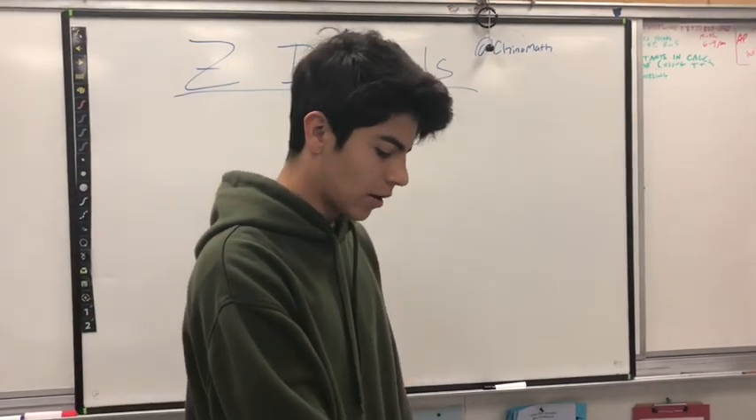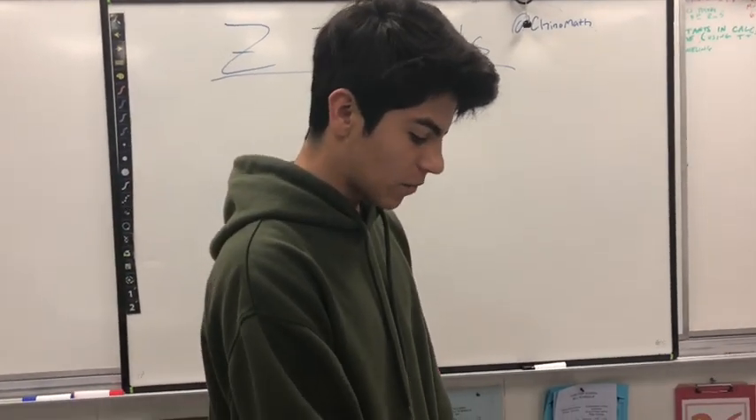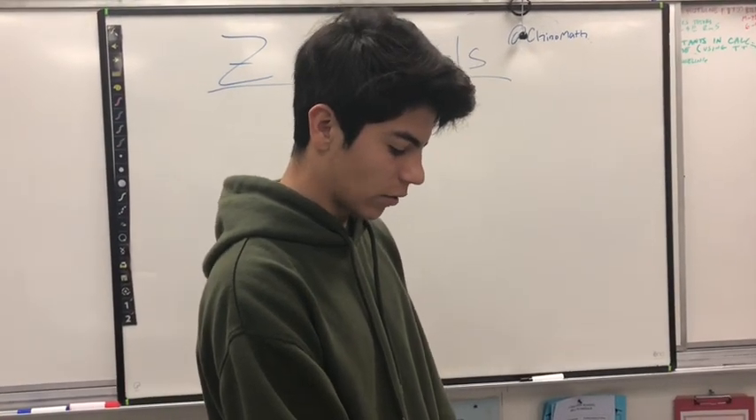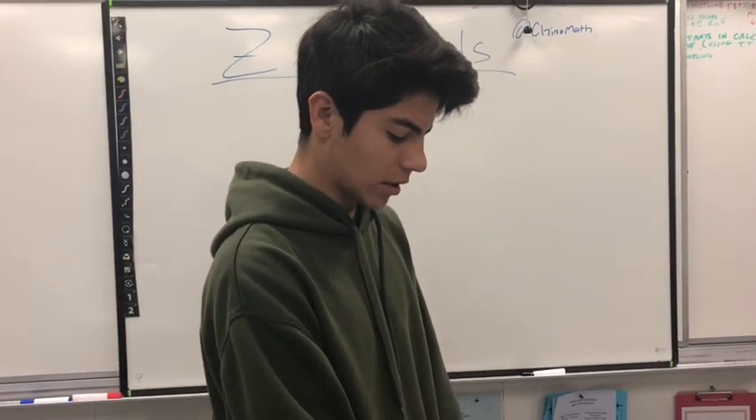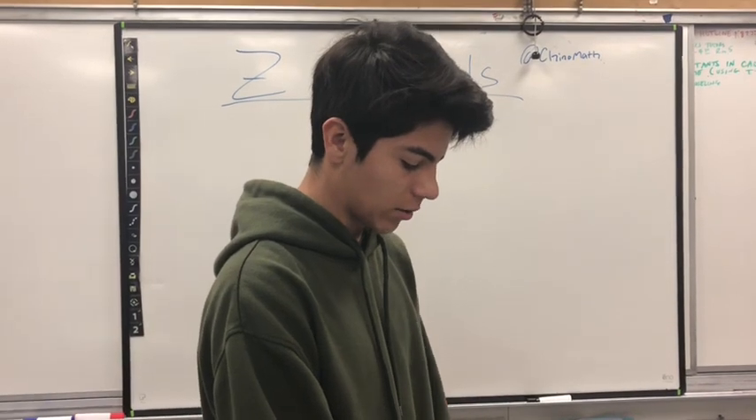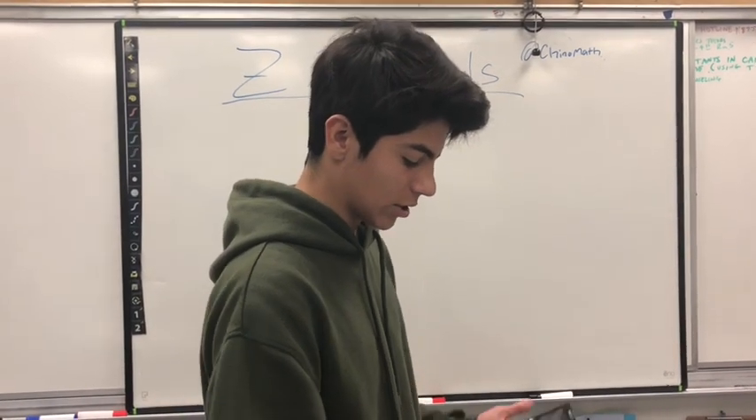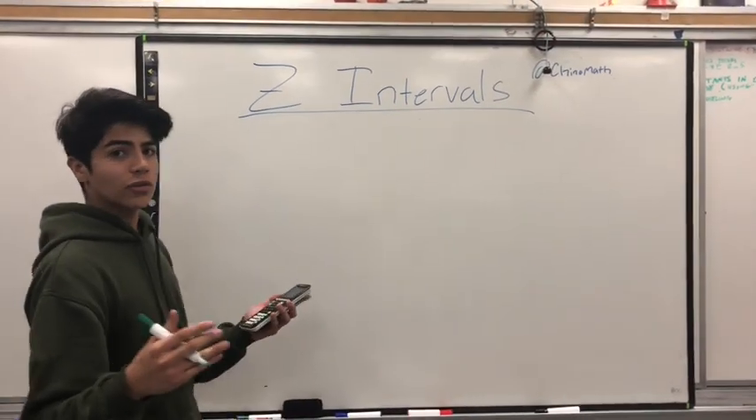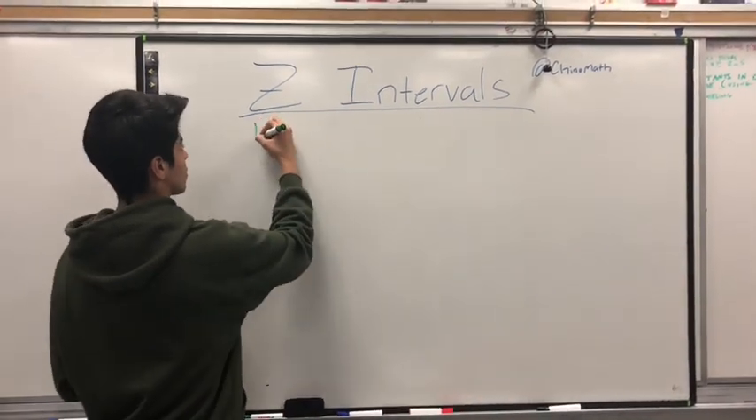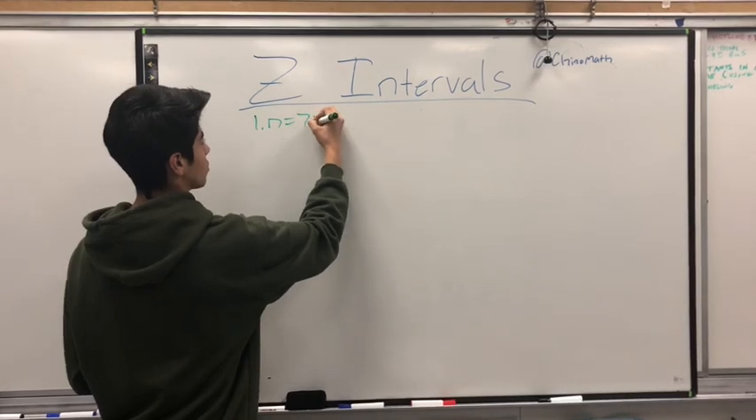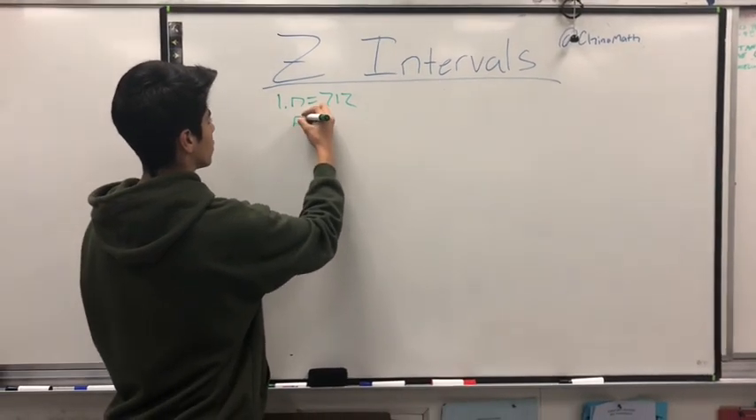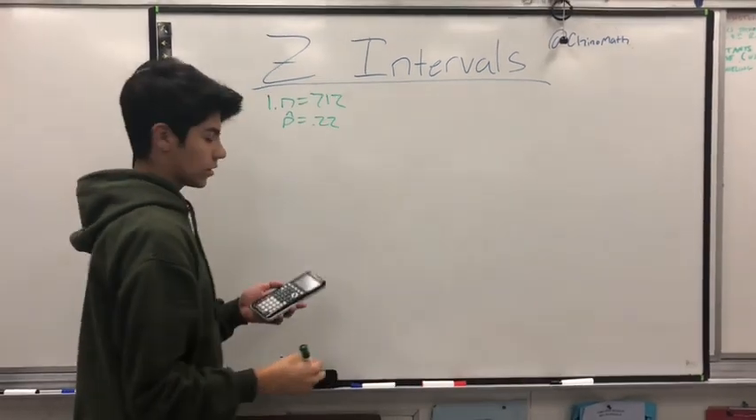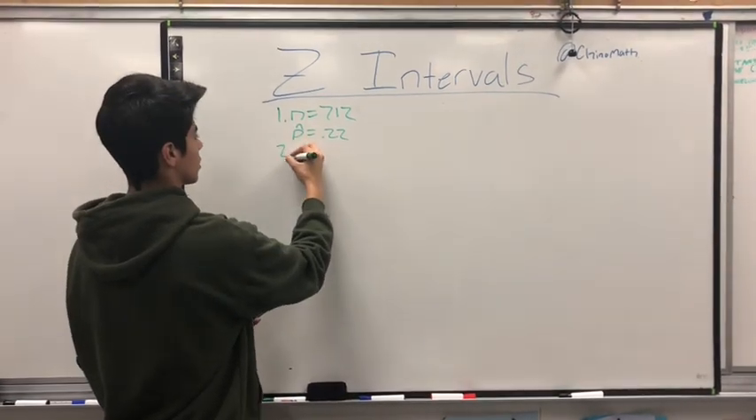Here we have number 12, and it says the Spike Network commissioned a telephone poll of randomly sampled U.S. men. Of the 712 respondents who had children, 22% said yes to the question, "Are you a stay-at-home dad?" The question just says construct a 95% confidence interval. Our first step is sample statistics. We have n equals 712, and we're given p hat, which is 0.22. Now our second step, we have assumptions and conditions.